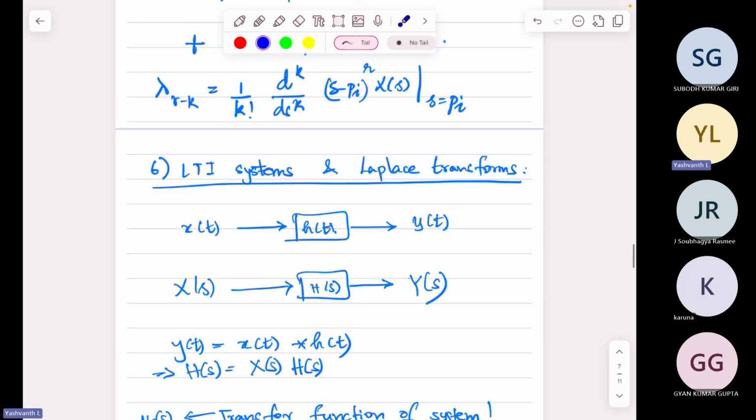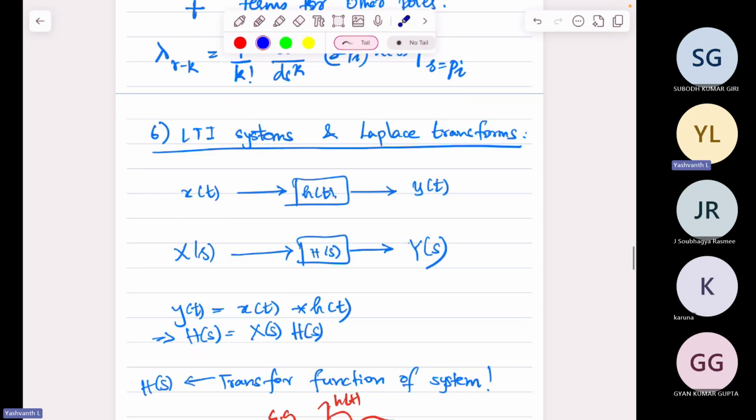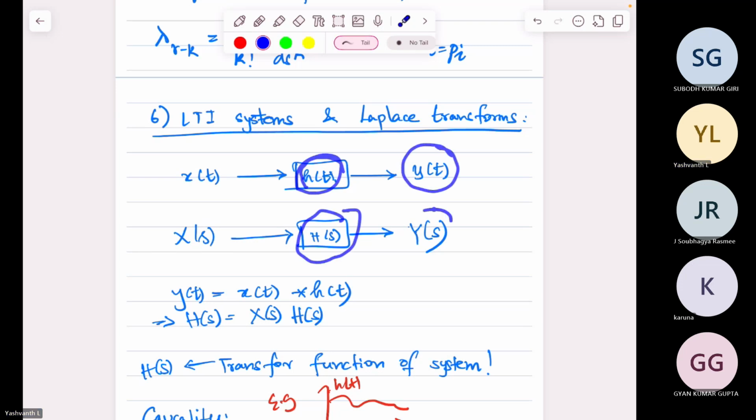Okay, now we discuss the Laplace transform. How is the Laplace transform used in characterizing a system, an LTI system in particular? Let's say x(t) is the input to an LTI system whose impulse response is h(t), and it gives an output y(t). Let's say the input signal has a Laplace transform X(s), the impulse response h(t) has a Laplace transform H(s), and the output y(t) has a Laplace transform Y(s).